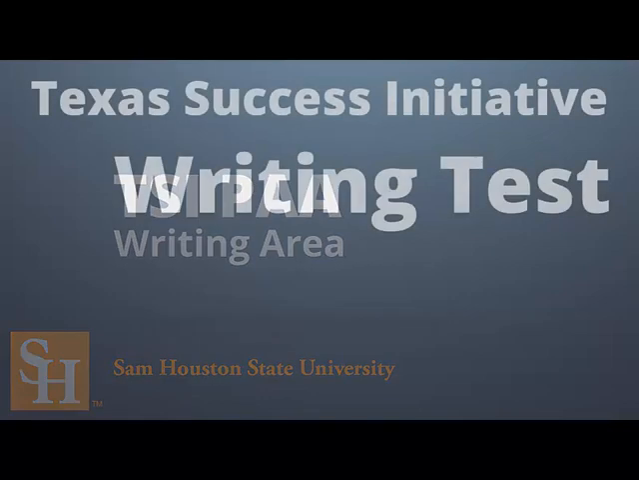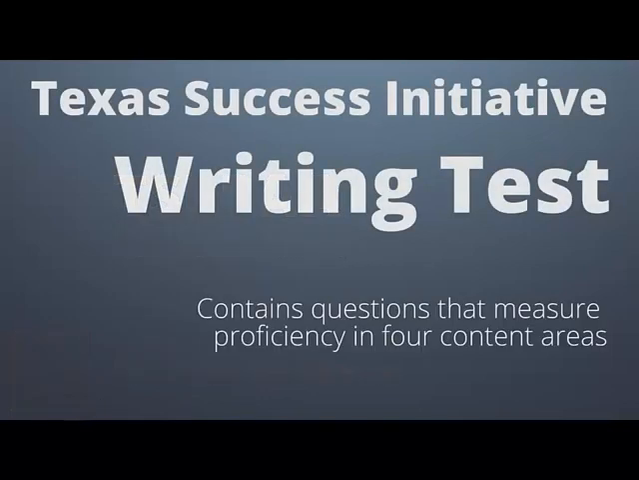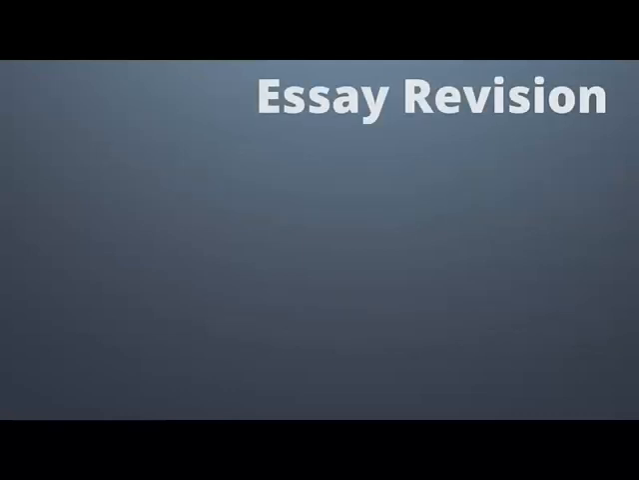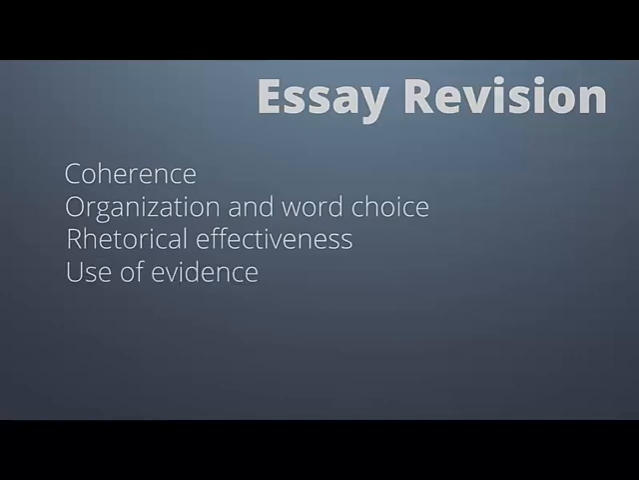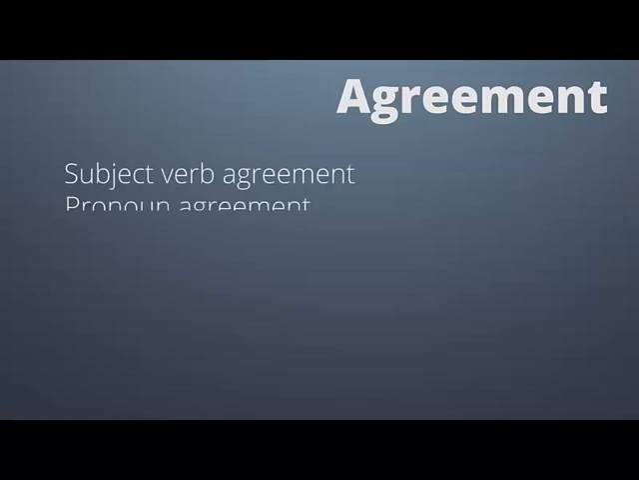The Texas Success Initiative Writing Test contains questions that measure proficiency in 4 content areas. Those content areas are as follows. Essay revision. Topics covered in this category include coherence, organization, and word choice, rhetorical effectiveness, and use of evidence. Agreement. Topics covered in this category include subject-verb agreement, pronoun agreement, verb tense.